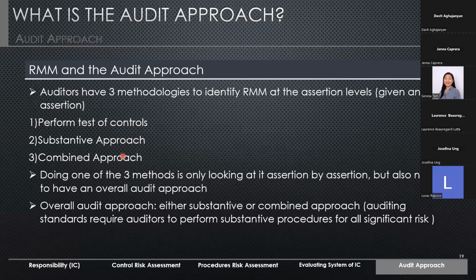Yes, sir. For overall, I feel like we wouldn't perform tests of controls. Overall, I feel like we would just be assessing the risks, and we would look into substantive or combined. And for transactional, we would then look at tests of controls to see if we could rely on the controls or not. Okay, so that's very good. So you told me that we can't perform tests of controls for the overall audit approach. Do you know why?